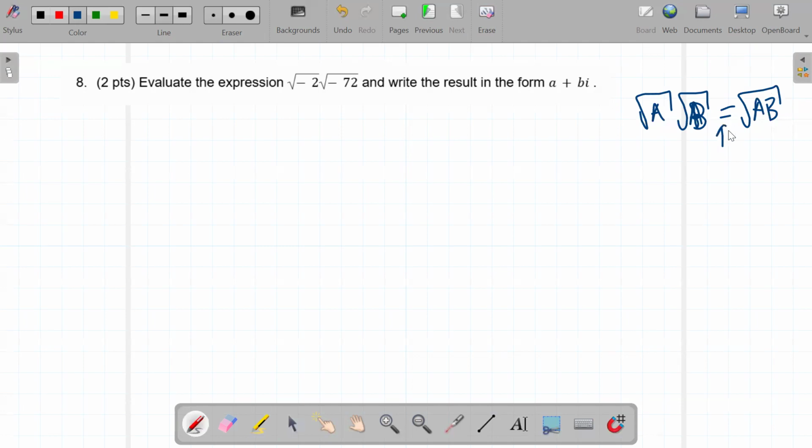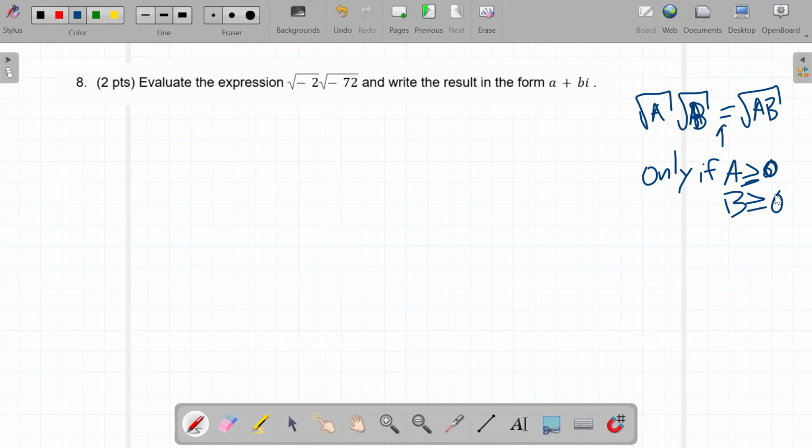So this equal sign is only true if a is greater than or equal to 0, 0 is fine too, and b is greater than or equal to 0. If they're not, you can't just do that.